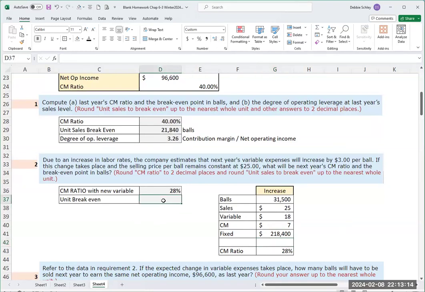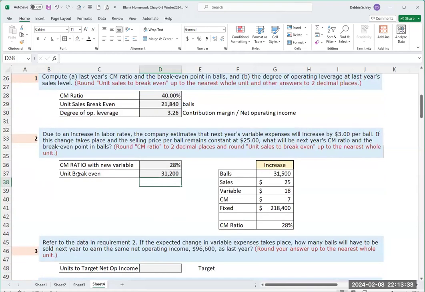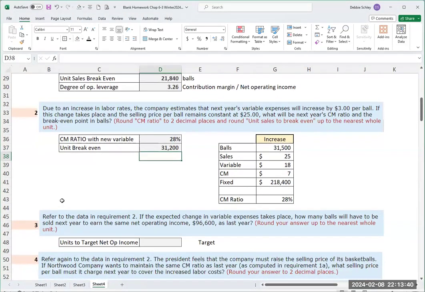Okay, so units to break even is going to be fixed expenses divided by the contribution margin per unit. So 31,200. So again, the dollars divided by the dollars gets you to units. The dollars divided by the ratio would have gotten me to sales dollars, but they didn't ask for that. So we're not going to go there.